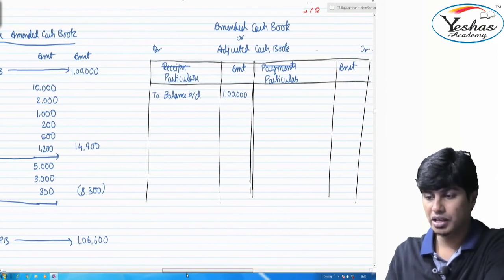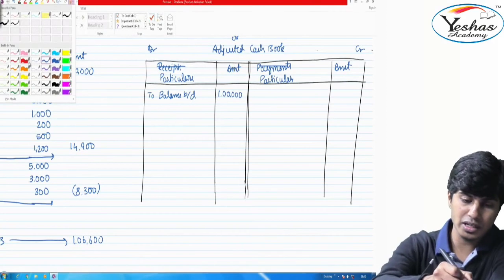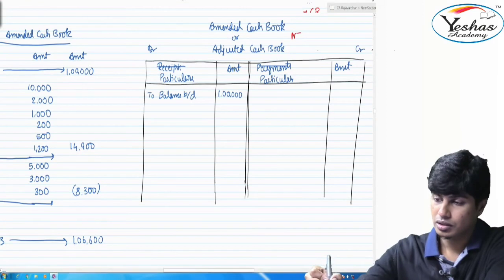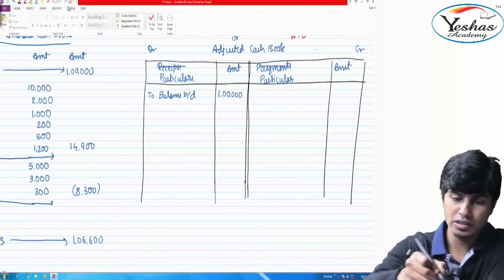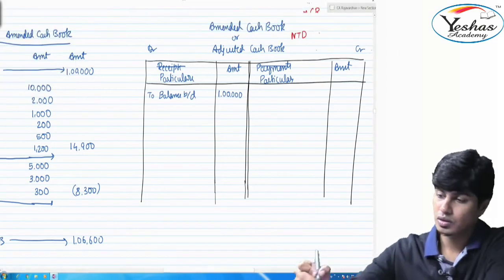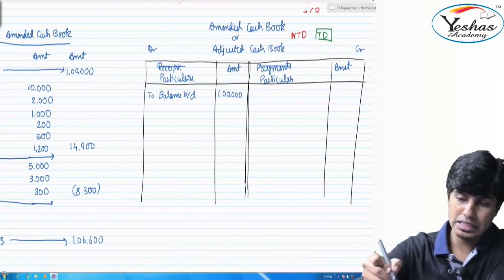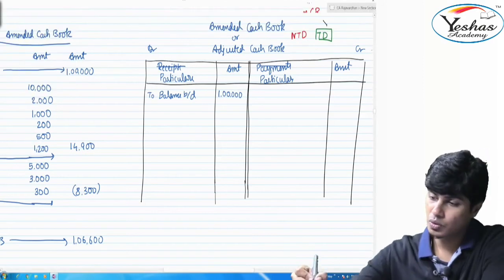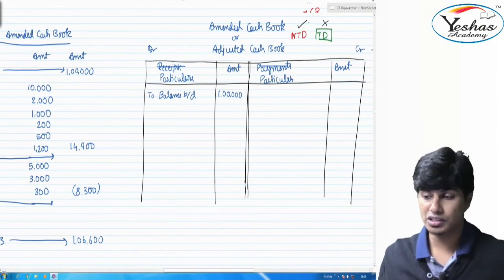Okay guys, now tell me, what are the items that will appear in our adjusted cash book? Non-timing differences, will it appear, or will there be only timing differences? The answer is, keep guessing, let's see. There would be no timing differences. There will be only non-timing differences in amended cash book.